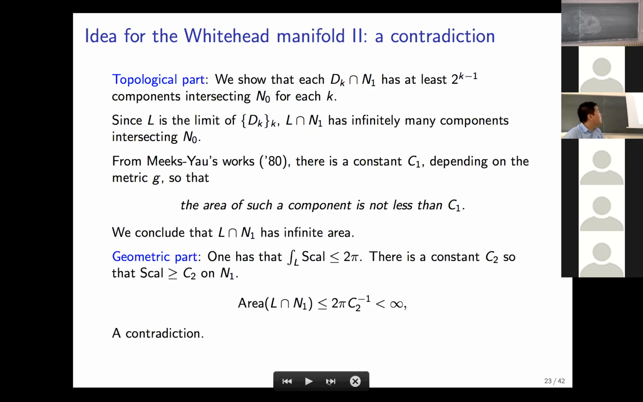From the geometric part, we know the integral of the scalar curvature of the Whitehead manifold along L is bounded by 2 pi. So we can find a constant C_2, and the scalar curvature is bounded below by C_2. From this inequality, we know the area of the intersection of L and N_1 is finite. So we get a contradiction.